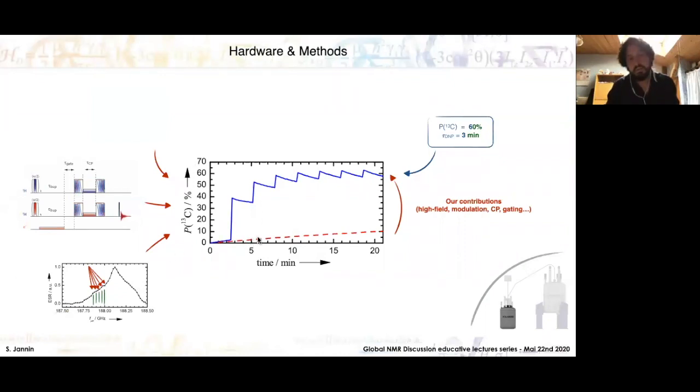And instead of having this very slow carbon buildup with the nitroxide radical, from time to time, on the blue curve, you see you increase the polarization substantially because you do your CP step. So you wait for the proton to be polarized, you do a CP, and then you wait and you do another CP. And that way you can reach about 60% polarization with a build-up time of 3 minutes. So after 10 minutes, you get typically 50 to 60% polarization in our polarizer.